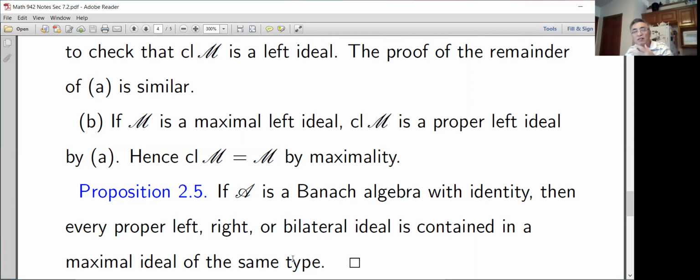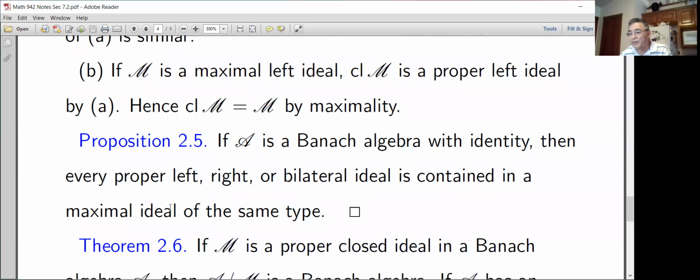By Zorn's lemma, it contains a maximal element. So that's why there exists a maximal left ideal. So the proof of this depends on Zorn's lemma. Zorn's lemma is kind of equivalent to the axiom of choice. Okay, that's kind of deep stuff in mathematical logic.